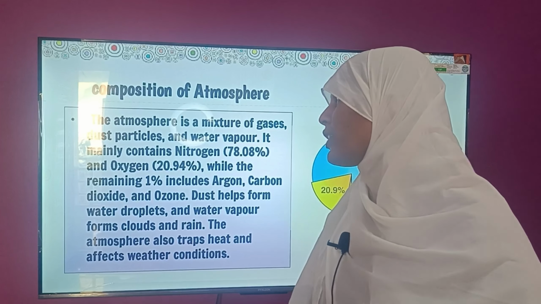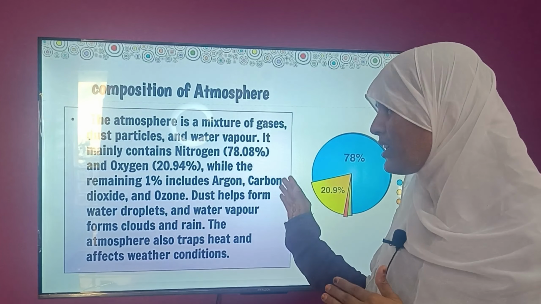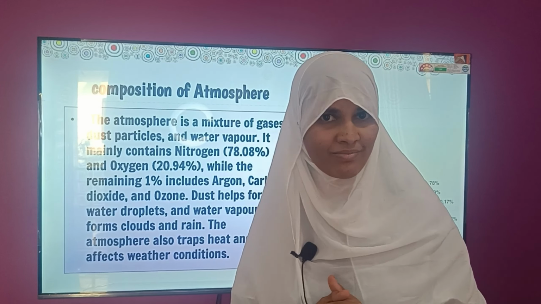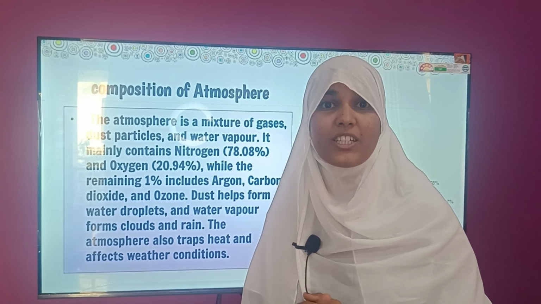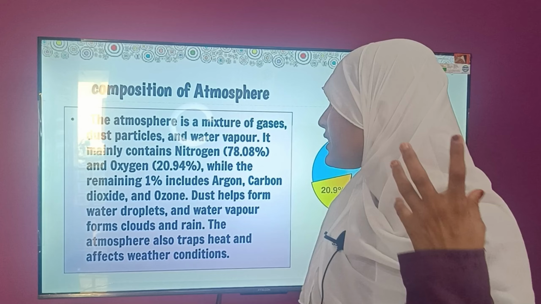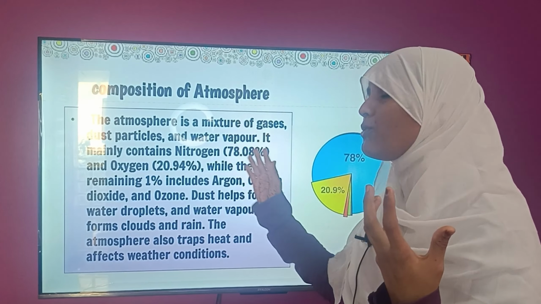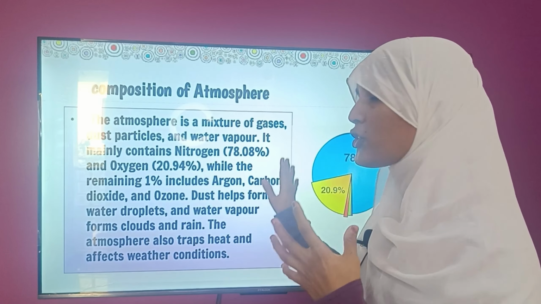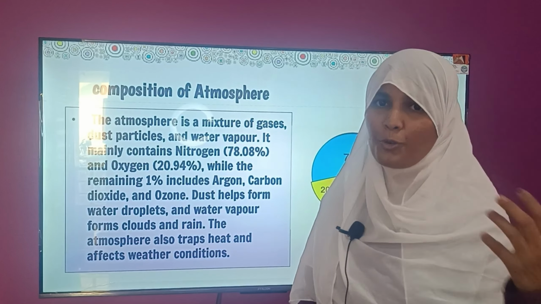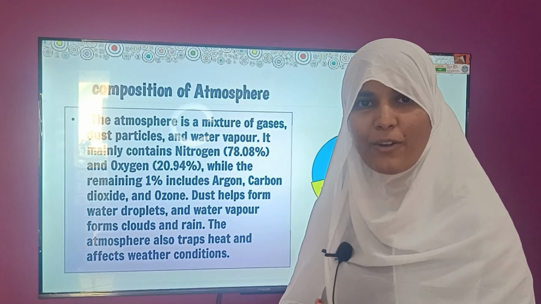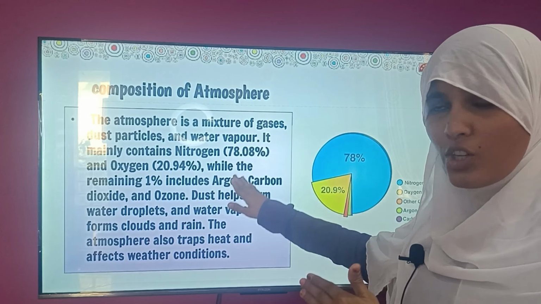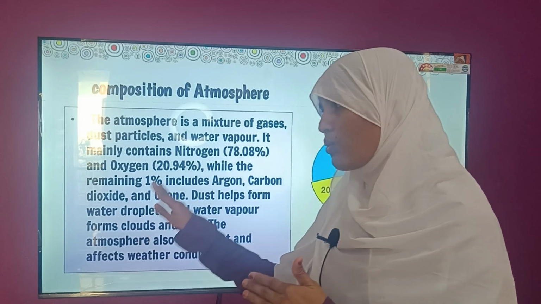The composition of the atmosphere. The atmosphere is a mixture of gases, dust particles and water vapors. It is not made up of one thing. It is not made up of only oxygen. It is made up of different gases. It is a mixture. For example, one bottle is filled with fruity, Coca-Cola and Focus, like mixed juice. Same, the atmosphere is a mixture of gases, dust particles and water vapors.